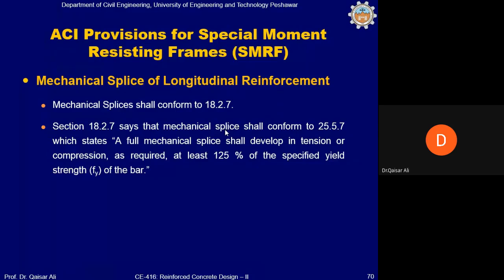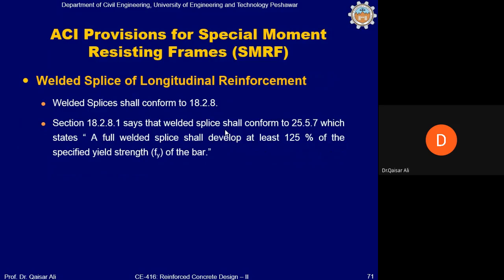Mechanical splicing, which can be obtained through some mechanical devices, is also allowed in the same locations where lap splicing is allowed. However, the mechanical splice shall develop, in tension or compression as required, at least 125% of the specified yield strength of the bar. By this provision, the ACI code wants to make sure that steel yields before the mechanical device breaks, so that the breakage of the mechanical splice is avoided, in order to make sure that ductile failure occurs at those locations.